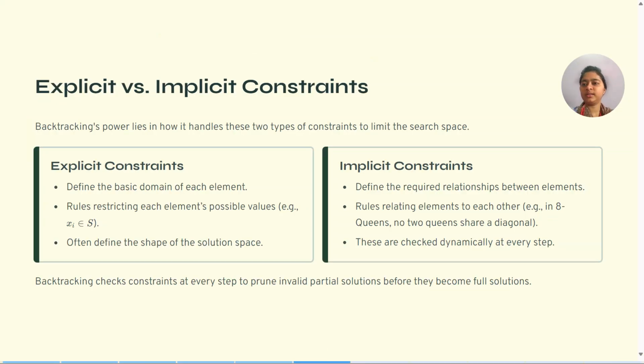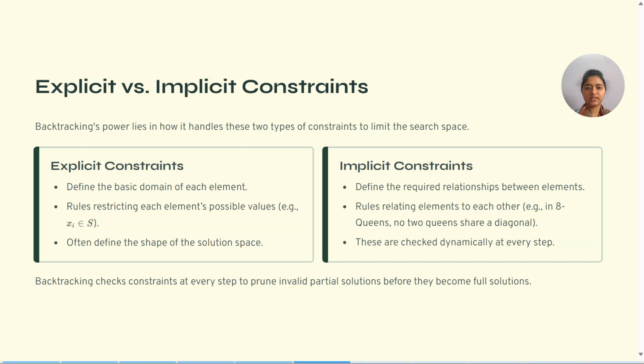Now let us see explicit and implicit constraints. Backtracking's power lies in how it handles these two types of constraints to limit the search space. Coming to the explicit constraints, they define the basic domain of each element. Rules restricting each element's possible values. For example, xi belongs to S, which often defines the shape of the solution space.